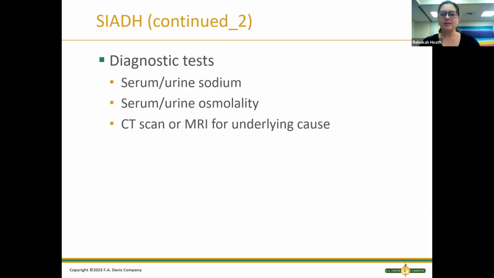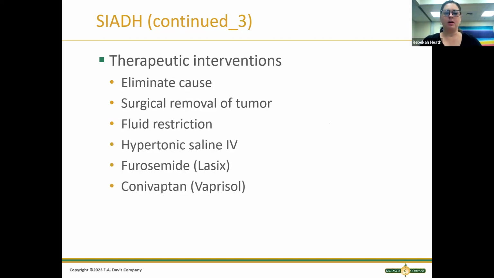Some of the diagnostic tests are similar to diabetes insipidus, where there's too little ADH: we're going to check our urine and serum sodium and osmolality, and then probably get some scans to see if we can find a cause. Therapeutic interventions: we're going to get rid of that cause. If it's a tumor, we're going to be removing that tumor. We're probably going to do a fluid restriction, right? Because since they're not urinating and diuresing, we don't want them to keep having more fluid in. They don't actually need more fluid. We're probably going to be giving them some medication to help release some of those fluids, some diuretics.